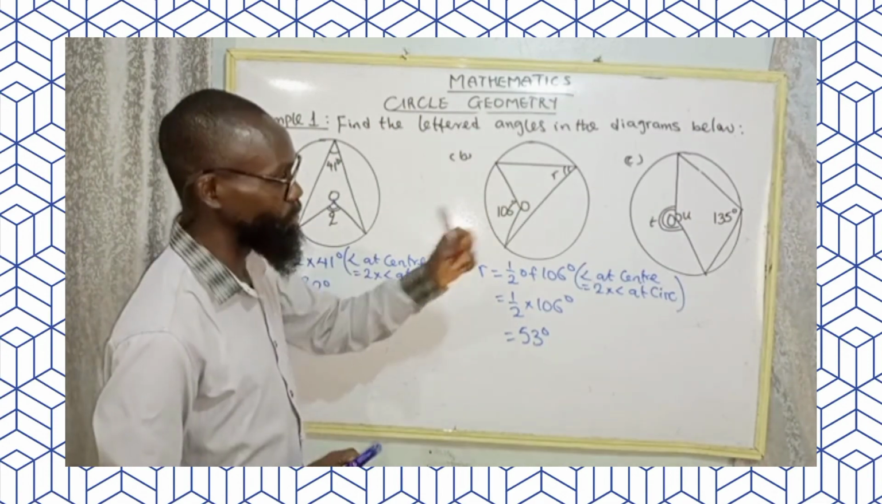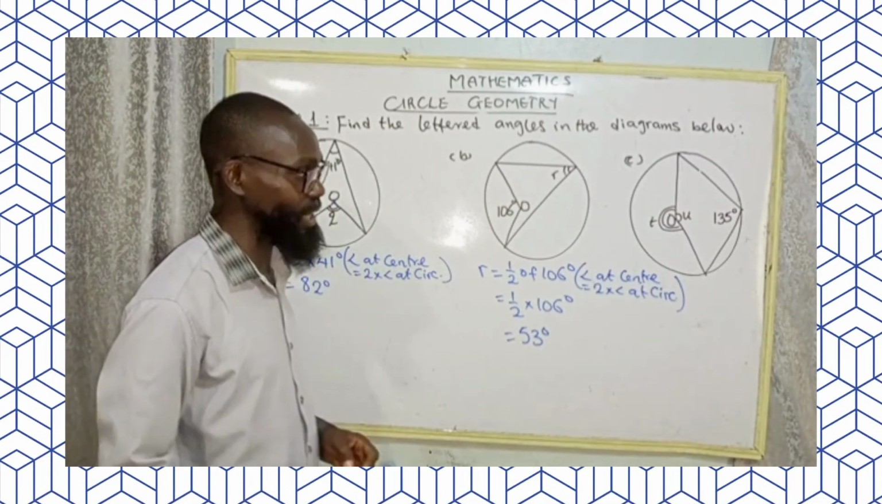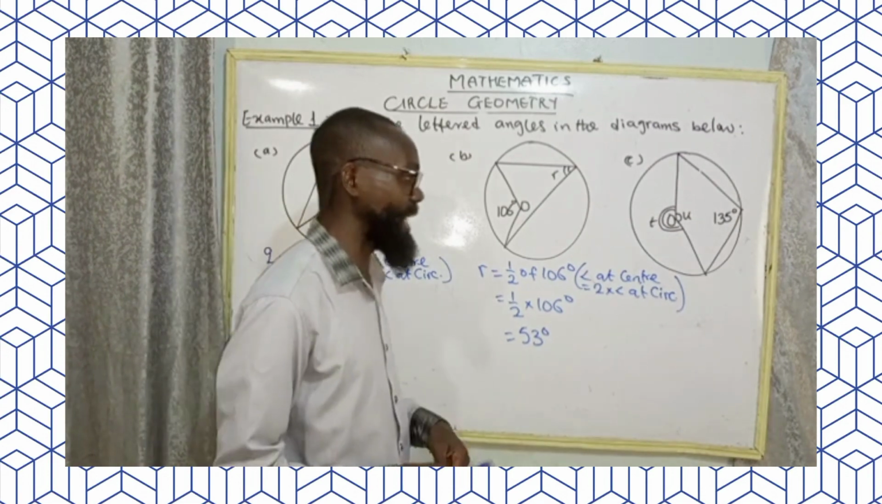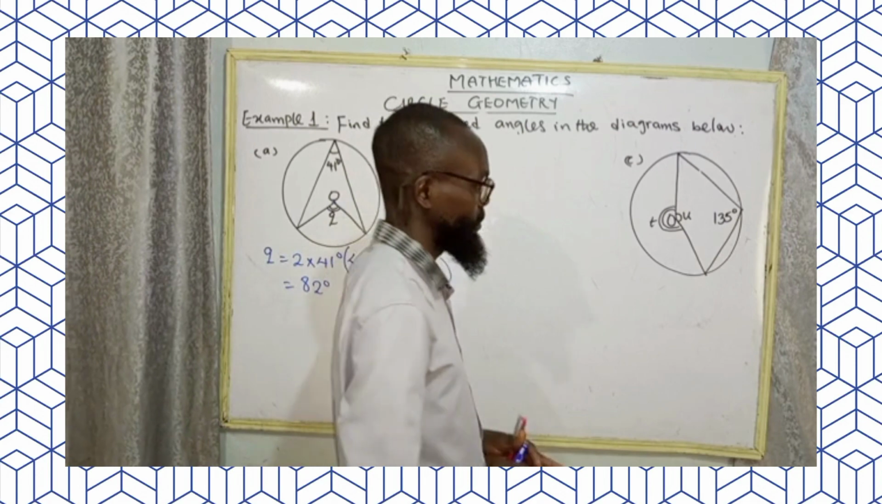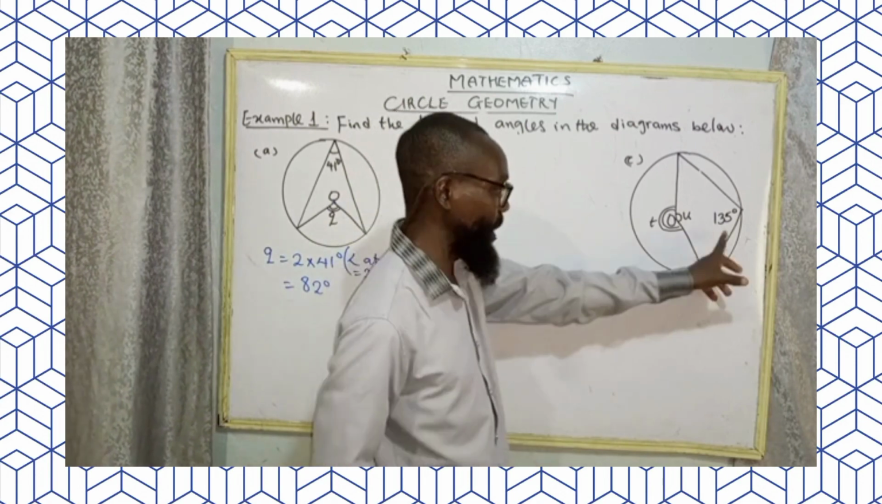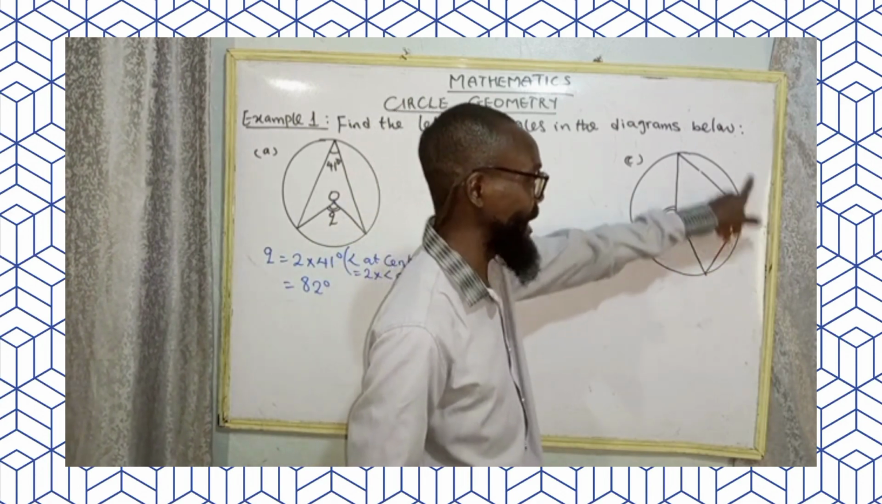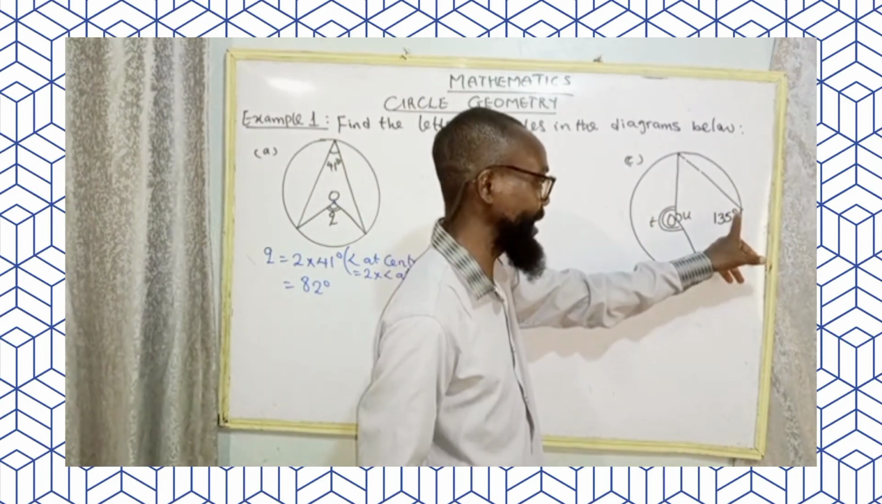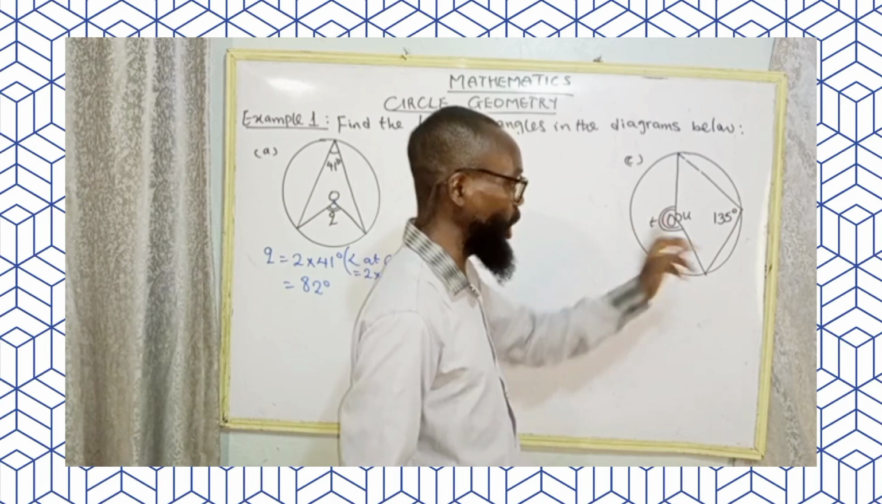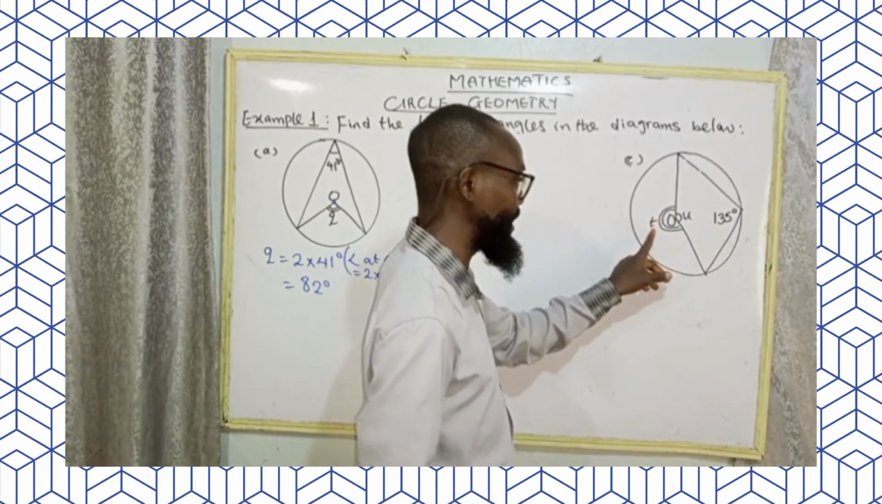The next step is to look at circle C, to find the value of t and to find the value of u. Now let's consider this circle. 135 degrees is the angle at the circumference. So this is the circumference now. The angle at this circumference is 135 degrees. The center of this 135 degrees is this angle T.